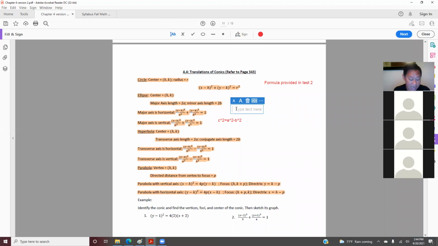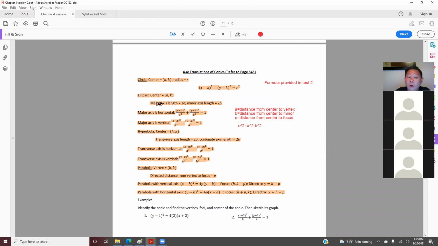And don't forget that a in this case is the distance from the center to the vertex. b in this case is the distance from the center to your minor end, which means the shorter part. And c in this case, I will move this around so you can see it, is the distance from the center to your focus point, or foci in this case, because there are two. So that is the meaning of that.